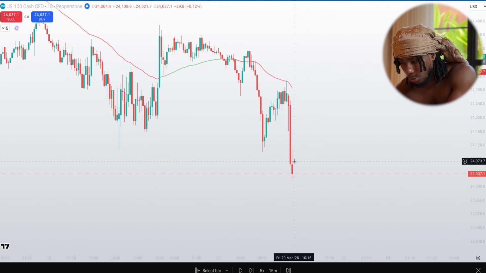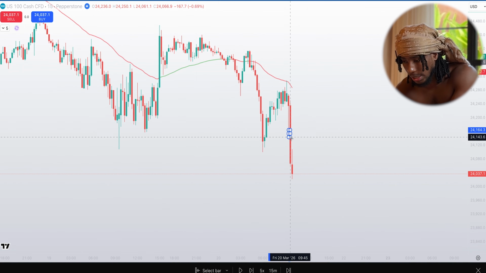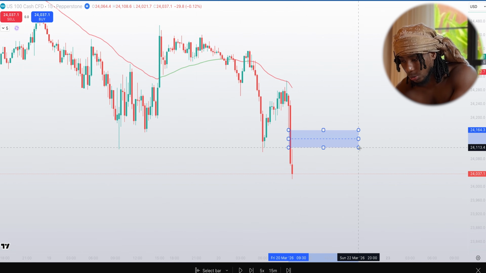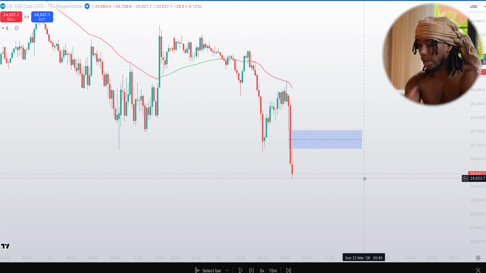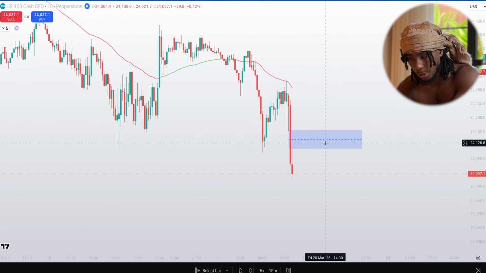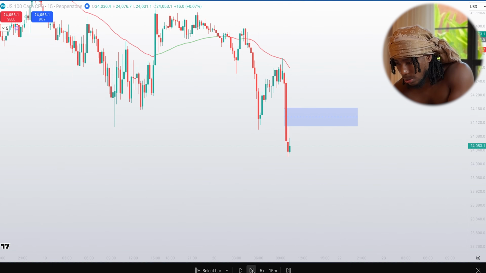Now that we have the next candle printed, we have the wick of the candle before and the wick of the candle afterwards. We're gonna take this rectangle tool and connect the wick of the candle before to the wick of the candle afterwards, and now we have our fair value gap. Now all we gotta do is wait for price to get back into this box, and then we can go back in the trend direction and look for a sell.